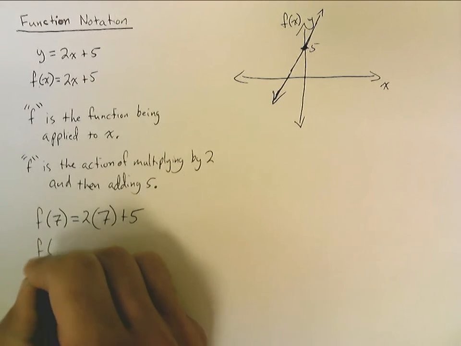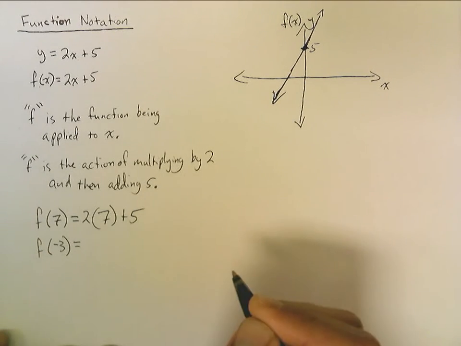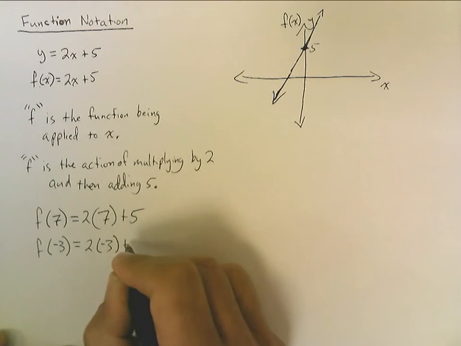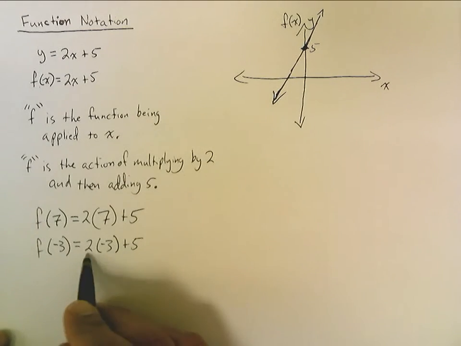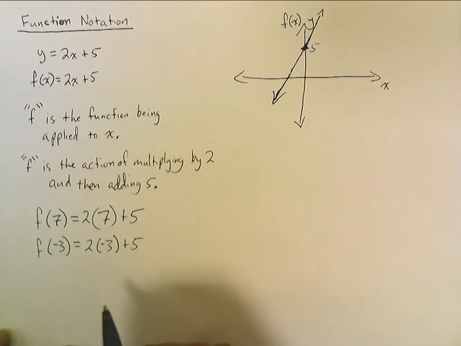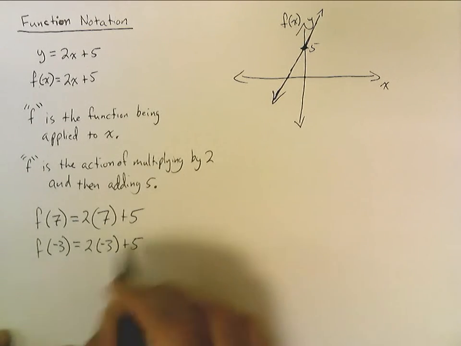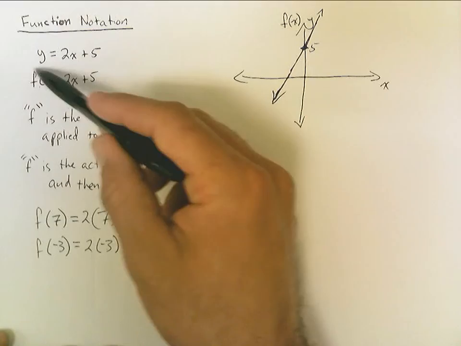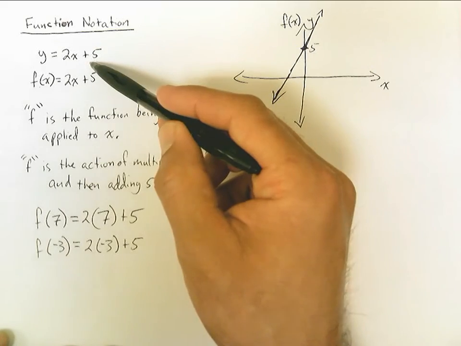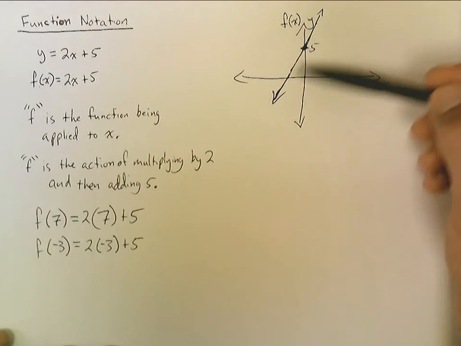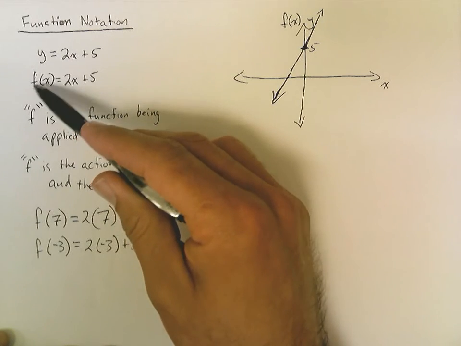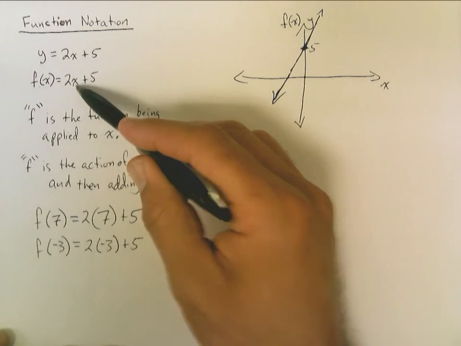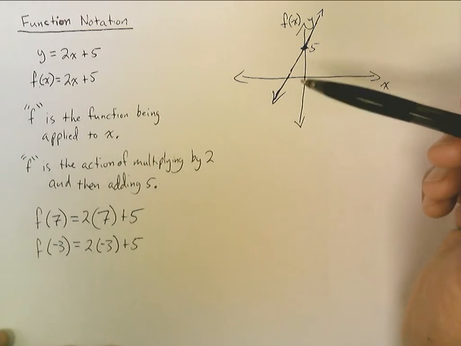Or f of negative 3, well, that's what we get when we take negative 3, multiply it by 2, and then add 5. Of course, 2 times negative 3 is negative 6, plus 5, negative 1, no big deal. Okay, so it's just some notation, but it's more about changing your perspective. When we use the x's and the y's, we're focusing on the points in the plane, the graph. When we're using this f of x notation, we're focusing on these actions, the operations that are being done to our independent variable x.